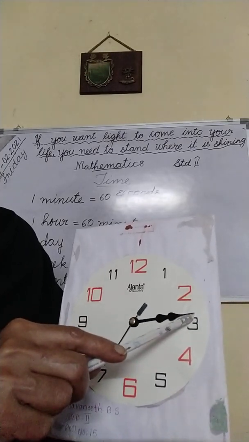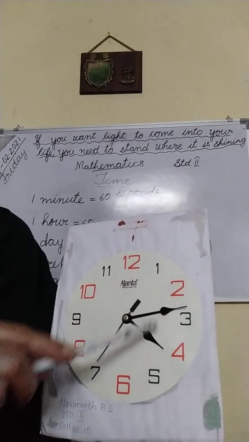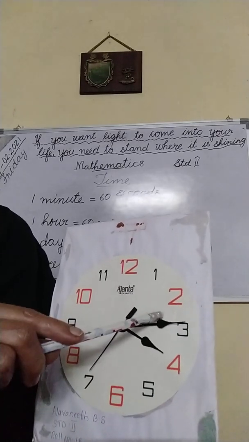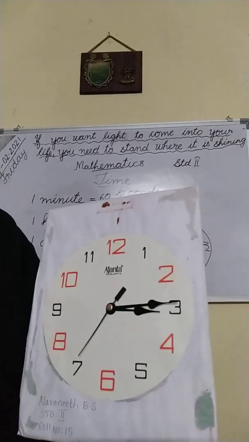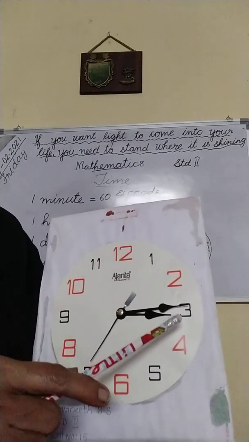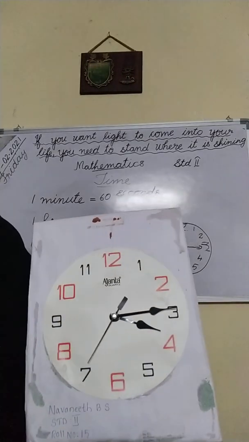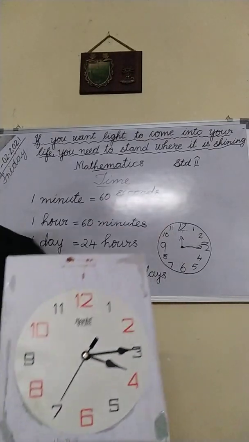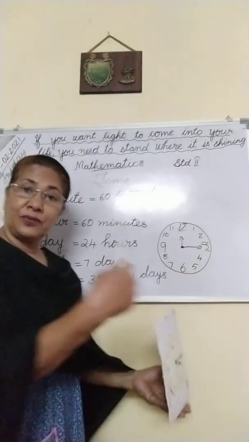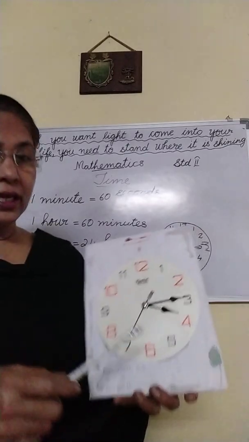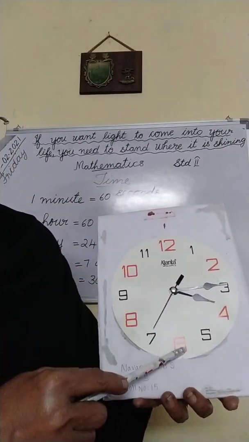See, quarter past 3. This is quarter past 3. That means already a quarter hour has passed after 3 o'clock. Now we are going to learn half past. Half past means half the portion of the clock. That is half. So this is the half portion of the clock.